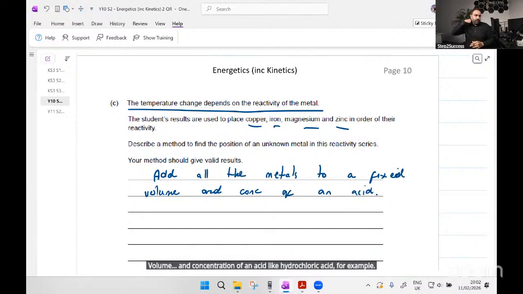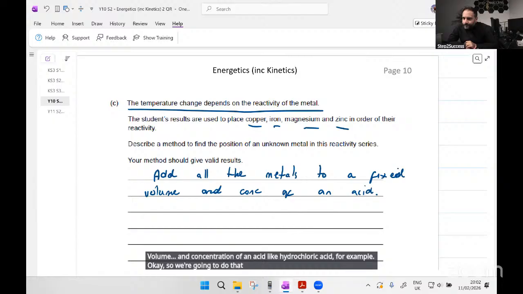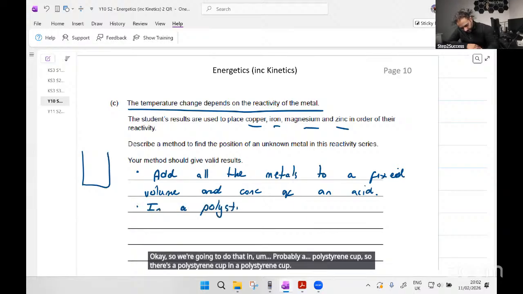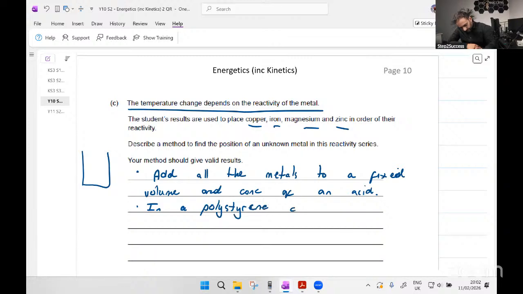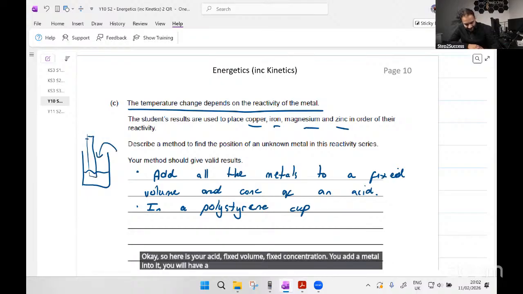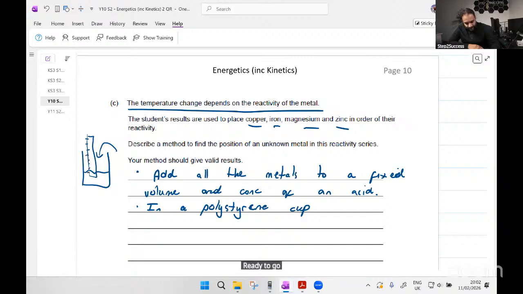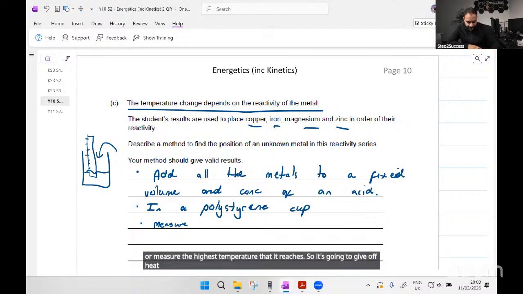Okay, so we're going to do that in probably a polystyrene cup. So here is your acid, fixed volume, fixed concentration. You add a metal into it, you will have a thermometer ready to go. You will measure the temperature change or measure the highest temperature that it reaches. So it's going to give off heat and your temperature will increase.